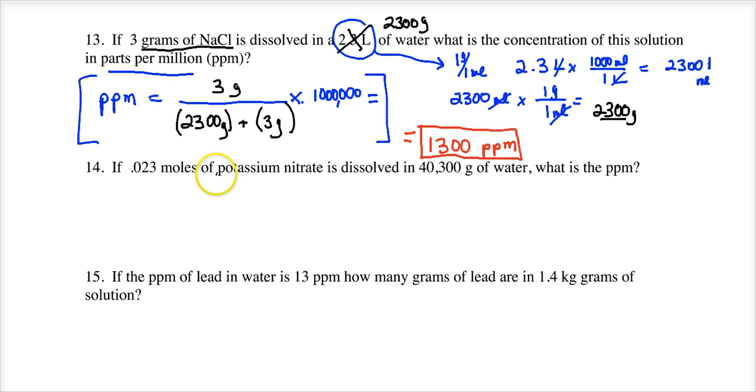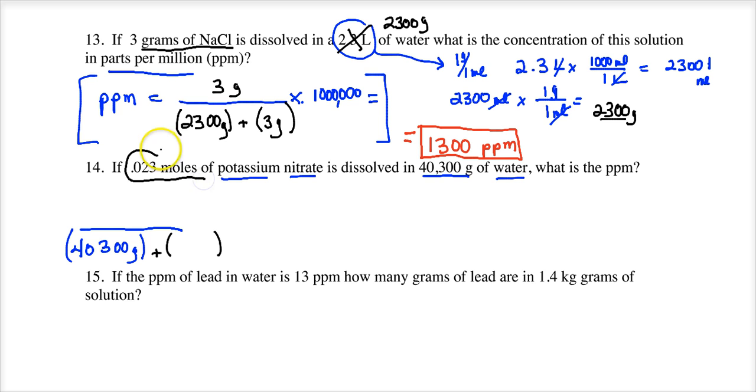Number 14, I have potassium nitrate, KNO3, dissolved in this many grams of water. So I'm telling you the water grams, not giving you a volume like in 13. My formula is the mass of my solute, which I don't have yet, over the mass of my entire solution. Well, I do have the mass of my water, 40,300 grams. I have to add that to the mass of the solute because it's the mass of the solution. They said I have 0.023 moles of potassium nitrate, so I'm going to have to convert that to grams.